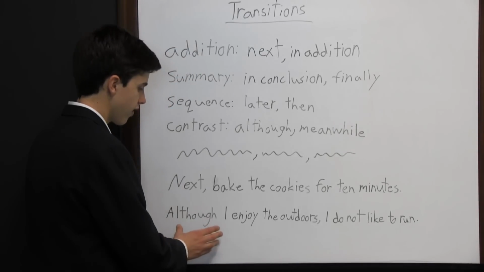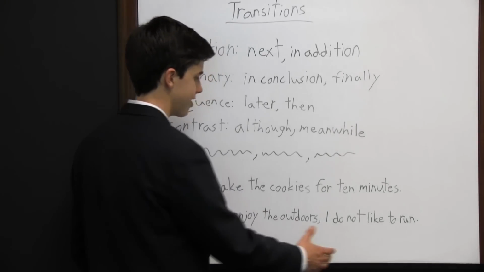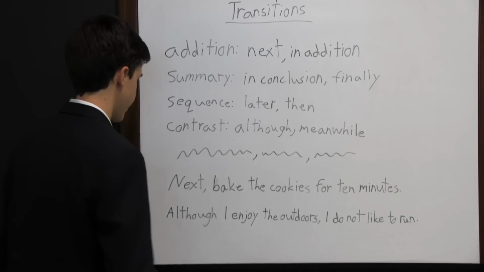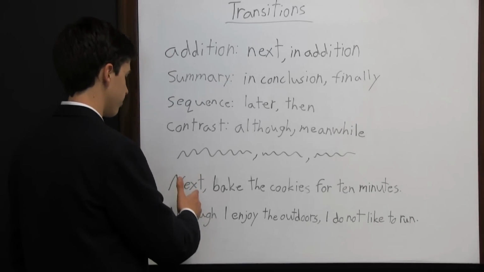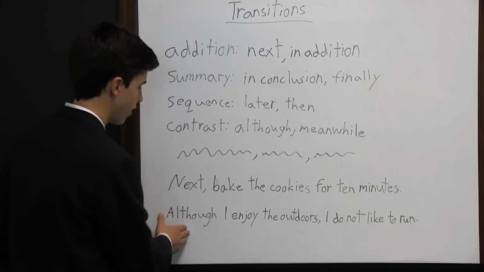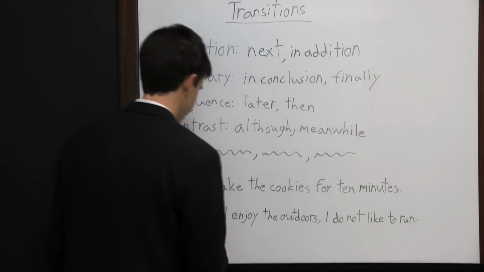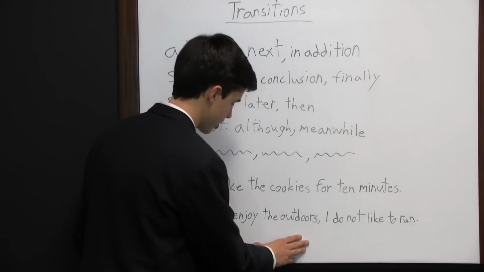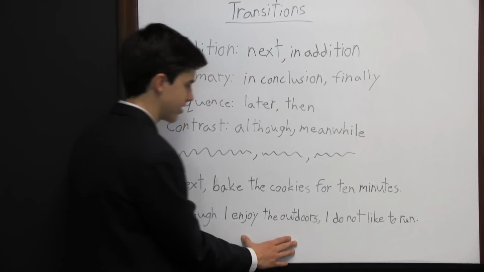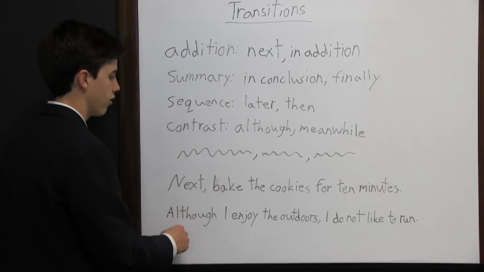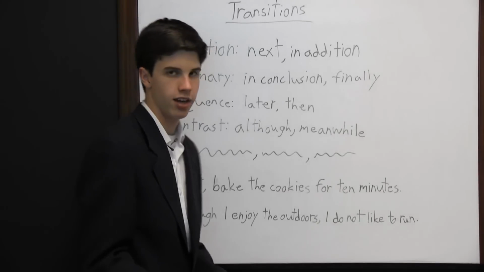Now, notice that in certain cases, you have to continue the sentence for it to make sense. Like here, it wouldn't matter whether next was here or not. But since you've put although right here, you have to finish the sentence. You couldn't say, although I enjoy the outdoors. Because I enjoy the outdoors makes sense by itself, but once you add although to it, you're telling the reader that there's something else that needs to come.